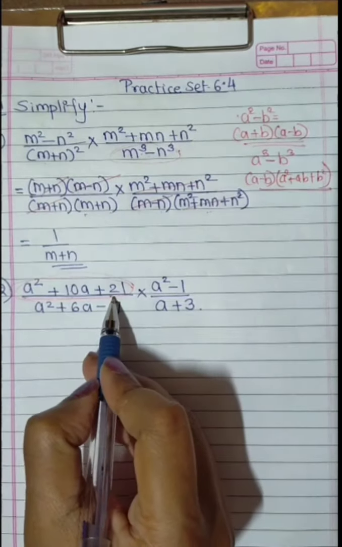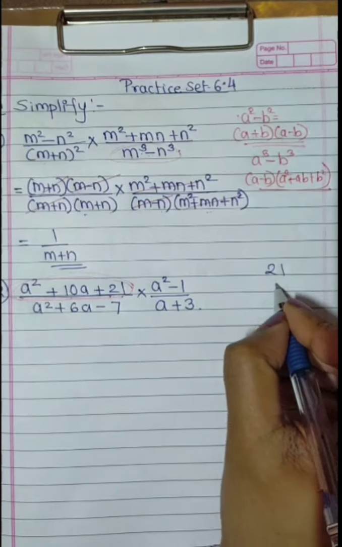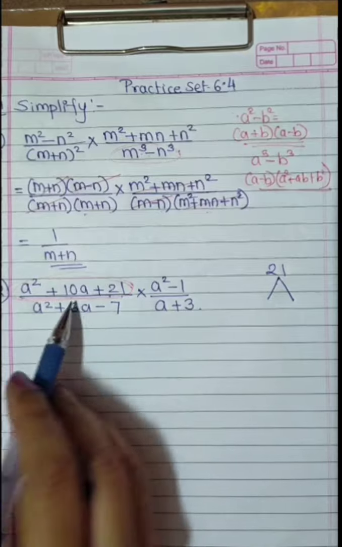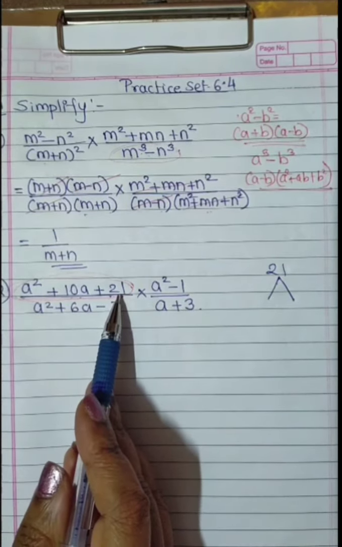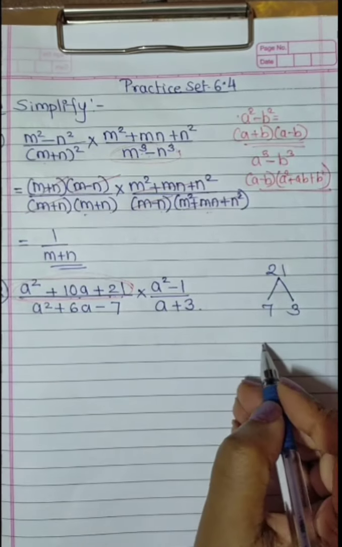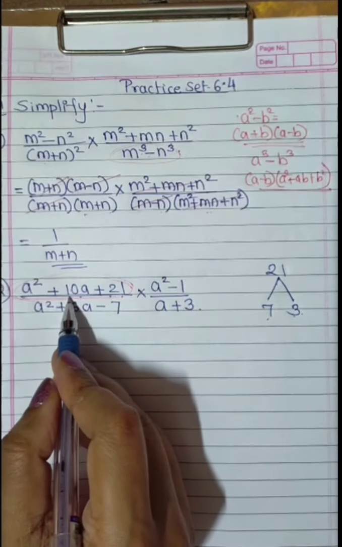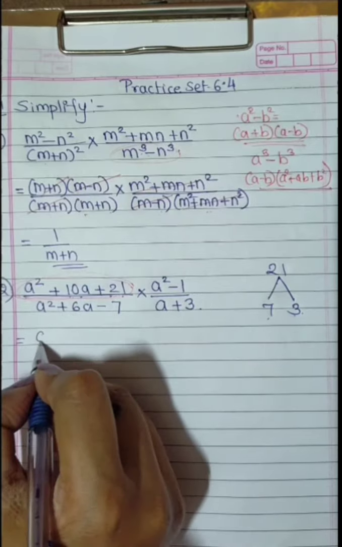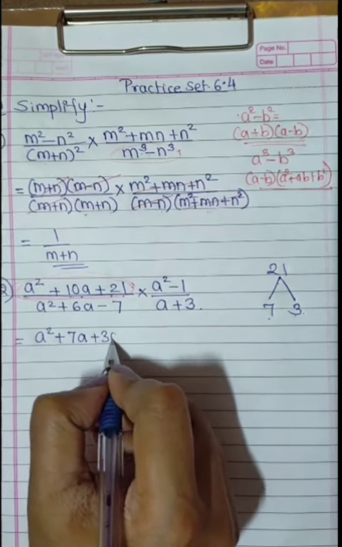Okay, I am going to show. As you can see, 21 is given, so I am writing 21 here. Now we have to split in such a way that when we add we should get 10 and when we multiply we should get 21. So here 7 threes are 21, and 7 plus 3 is 10. Now I'm going to write a square plus 7a plus 3a plus 21.